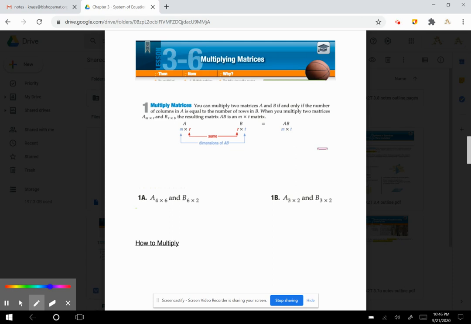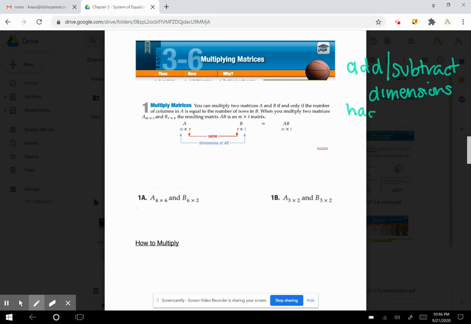3.3 multiplying by matrices. So let's do a quick review. When you're able to add or subtract, like back from 3.5, the dimensions had to be equal. So you could take a 2 by 2 and add it to a 2 by 2, and then you figure out the answer by adding the elements that are in the same position. With multiplication, it's a little bit different.